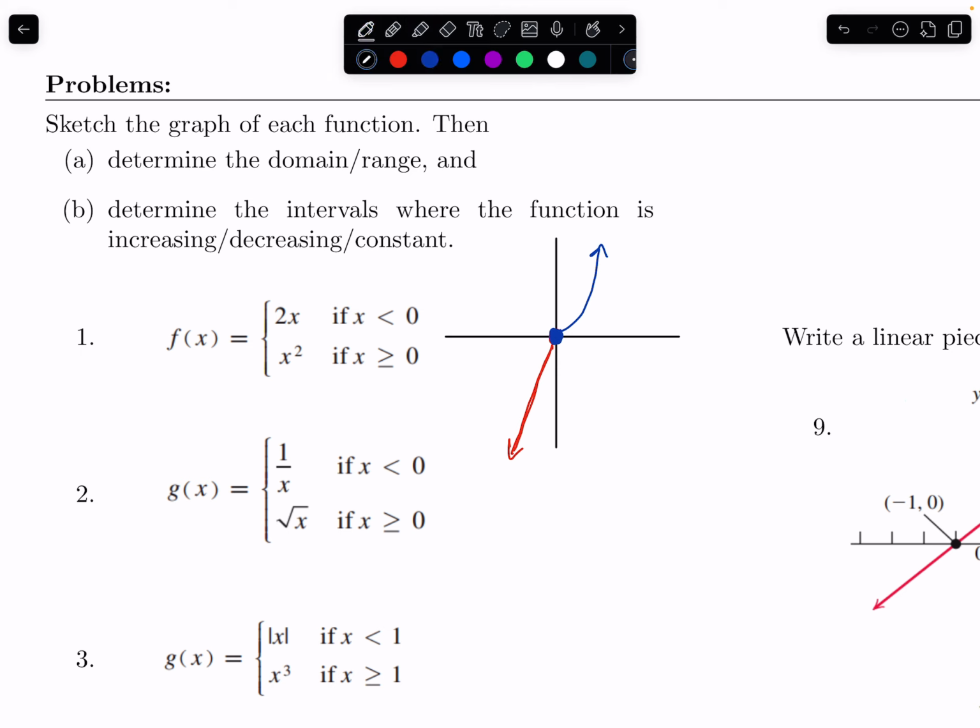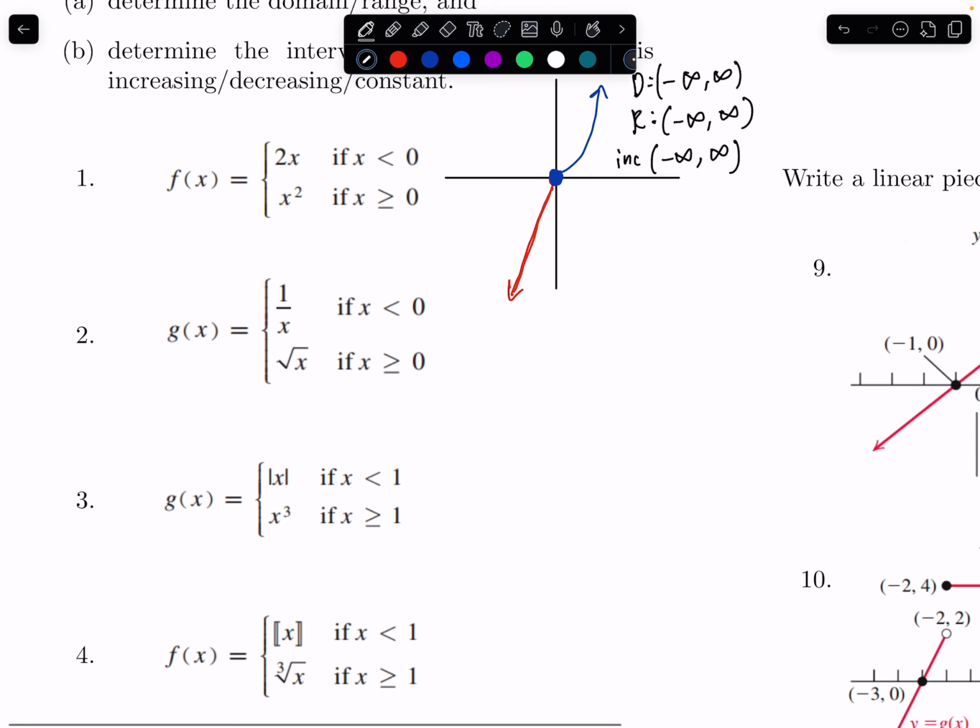Now domain and range, I'm going to just write D for short for domain. That's going to be everything, negative infinity to positive infinity. And R for range, that's also negative infinity to positive infinity. Increasing, decreasing, it's increasing, I N C for short, the whole time, right? Negative infinity to positive infinity. So that was easy.